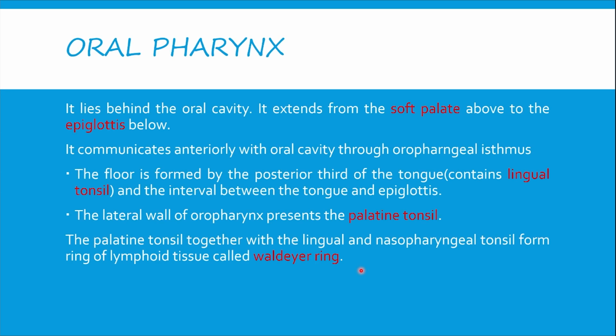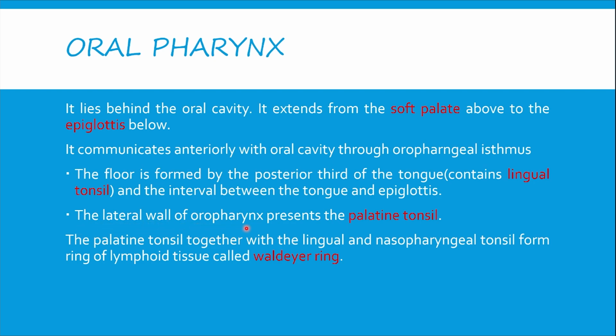Let's talk about the oral pharynx. It lies behind the oral cavity, extends from the soft palate to the epiglottis below, and communicates anteriorly with the oral cavity through the oropharyngeal isthmus. The floor is formed by the posterior third of the tongue, which contains the lingual tonsil, and the interval between the tongue and epiglottis.